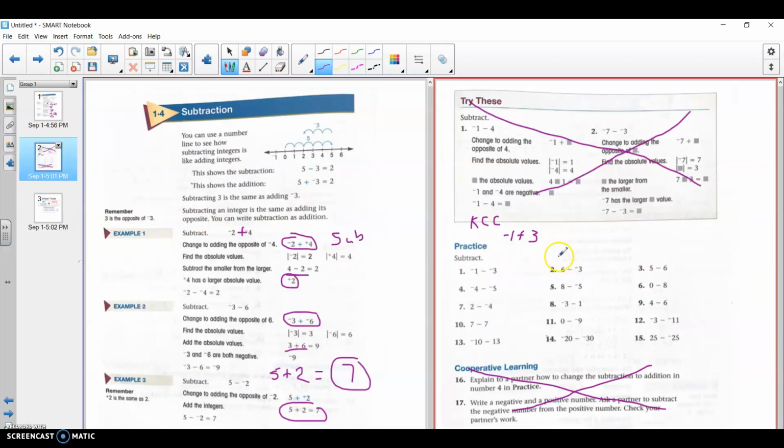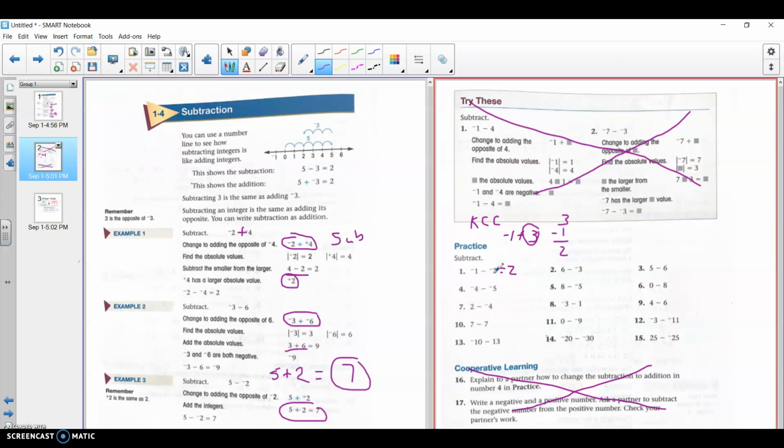Going back to my work, I'm going to take 3 minus 1, and a lot of you can do this in your head, but 3 minus 1 is 2. And what number is the larger one? That is 3. What sign does it have? It has a positive. So you can put a plus 2 or you can keep it as 2. So my answer is just 2.